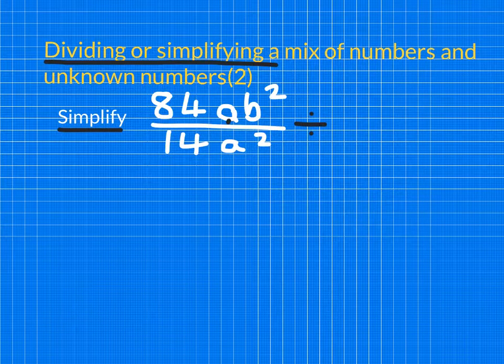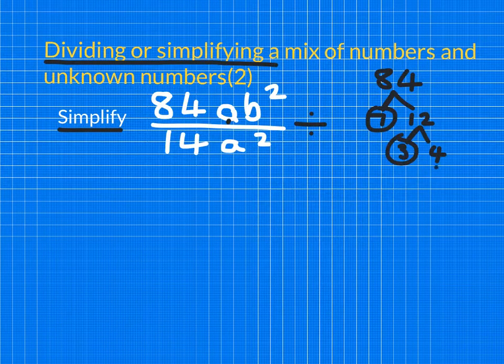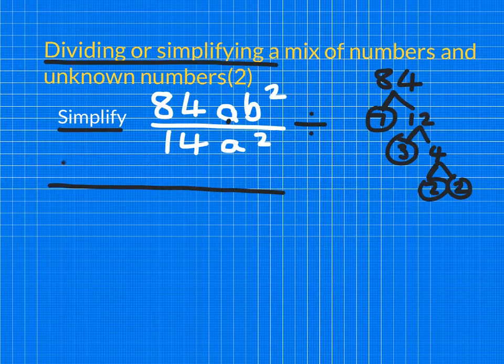So we'll start off. 84, we write it as its prime factors. So 84 is 7 times 12. 7 is prime. 12 is 3 times 4. 3 is prime. 4 is 2 times 2. So 84 can be rewritten as 7 times 3 times 2 times 2. Then we just have a single a, and we have a b squared, and b squared can be written as b times b.